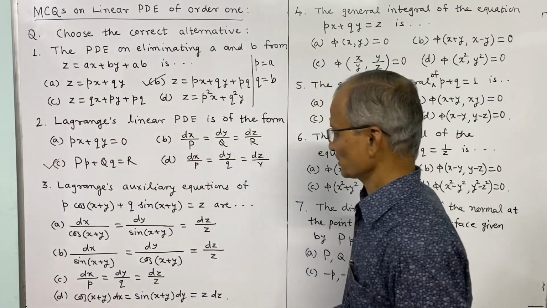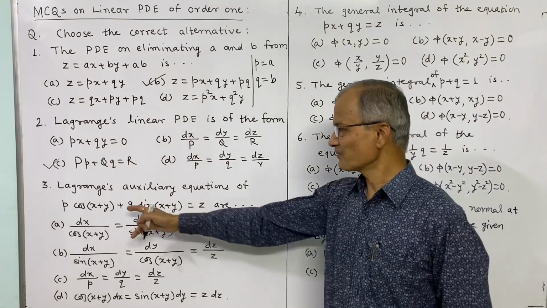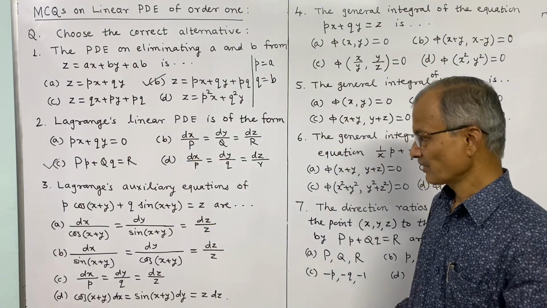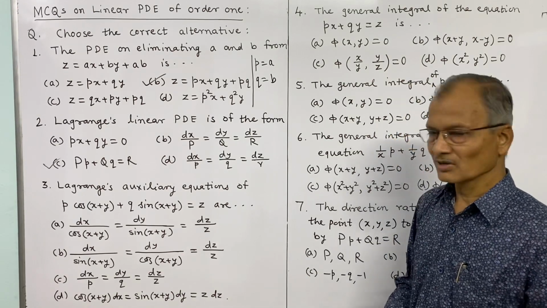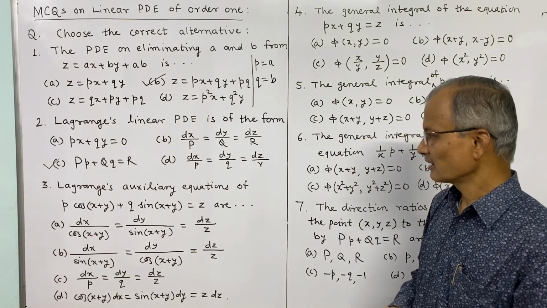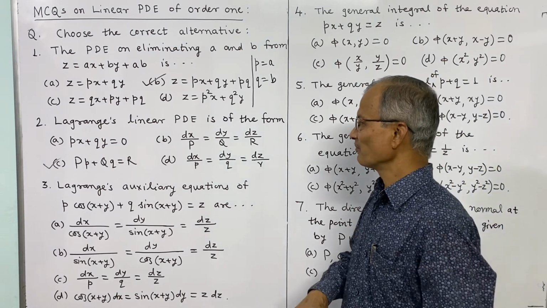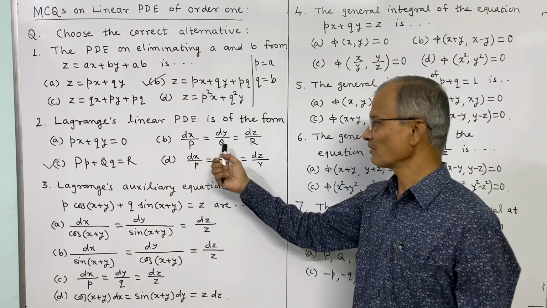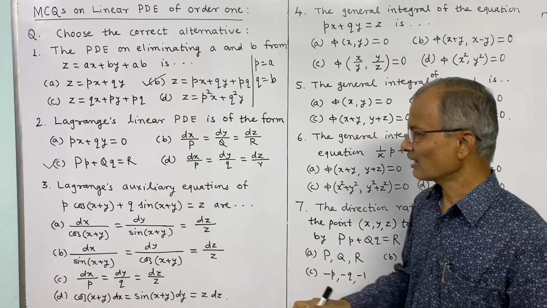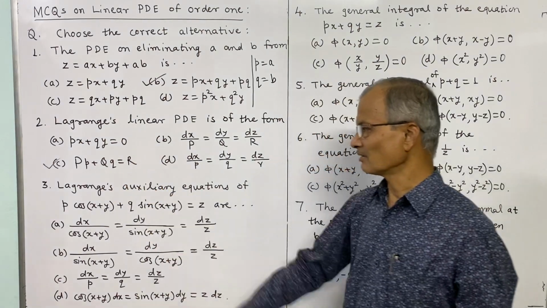So this is the auxiliary equation of Lagrange's partial differential equation. And the next question is on the same topic: Lagrange's auxiliary equations for this linear PDE are. What are the auxiliary equations? Auxiliary equations, because there is more than one. And we know Lagrange's auxiliary equations are of this type: dx divided by capital P is equal to dy divided by capital Q is equal to dz divided by R. And what are P, Q, R? P and Q are the coefficients of small p and small q, and R is on the right side.